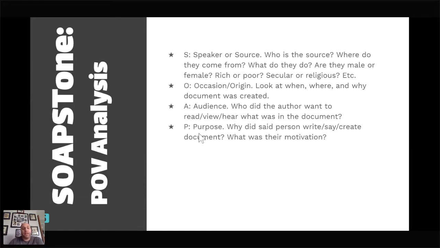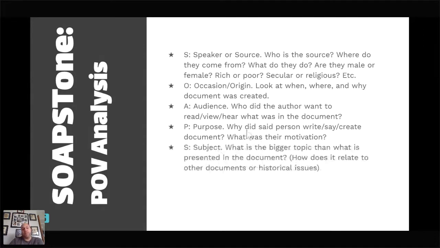P is for purpose. Why did the writer create the document? Meaning, what did they do this for? Again, you don't write a document in this time frame, you don't produce a painting in this time frame, without reason. It's too expensive. It costs too much money. So you're producing this for a reason: for posterity, or to change minds, or to teach something.